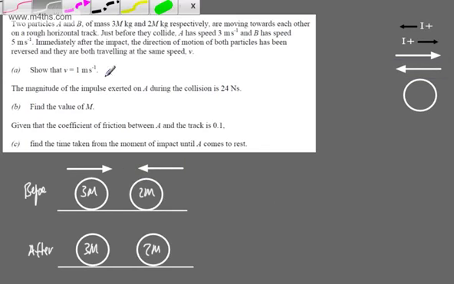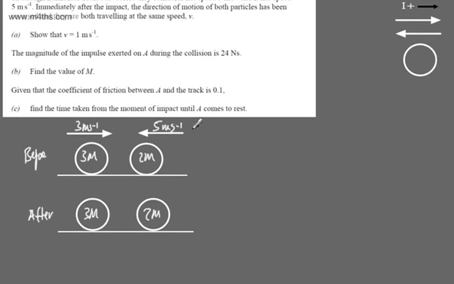We have to be careful when we're working out the value of v to ensure that we're using the correct sign, whether it's positive or negative. So let's write this in: 3 meters per second, and 5 meters per second. We're told afterwards the speed is going to be v and the direction of motion of both of these is going to be reversed. So we end up like so, and we can put these on. These are going to be v meters per second, and this one is v meters per second.